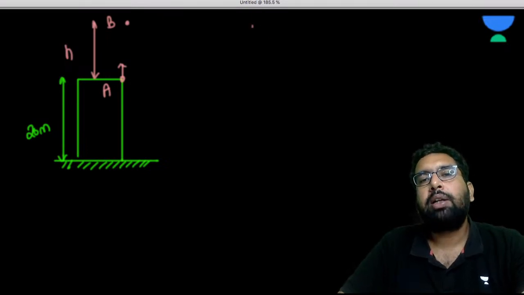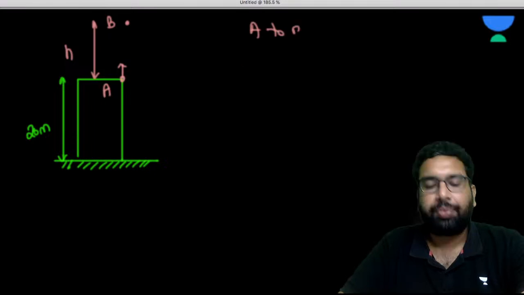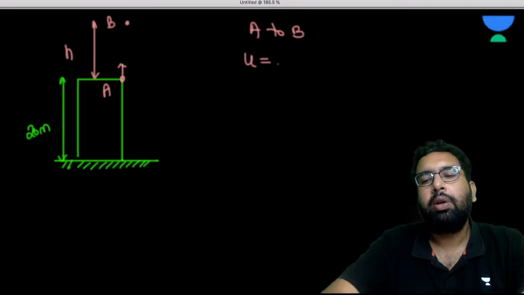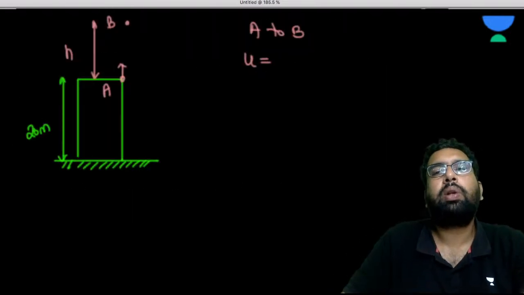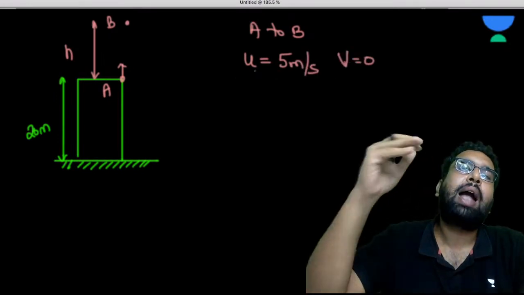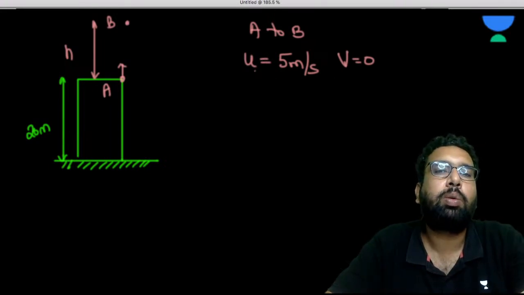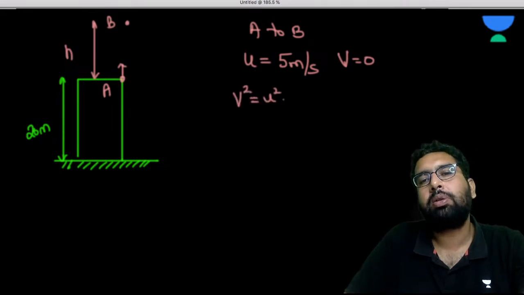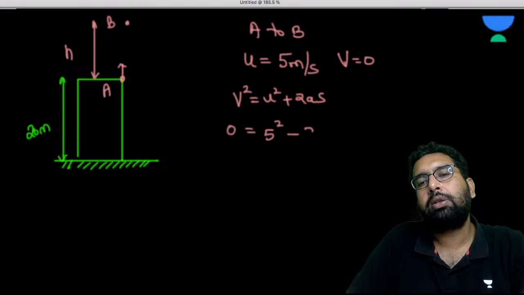Now if I consider the motion between A to B, what is the initial velocity? It is thrown at a velocity of 5 meter per second. What is the final velocity? When it reaches the maximum height, the final velocity is going to be zero. Now what can we do? v square is equal to u square plus 2as, as we know. So this is going to be 0 equals 5 square minus 2 into 10 into h.